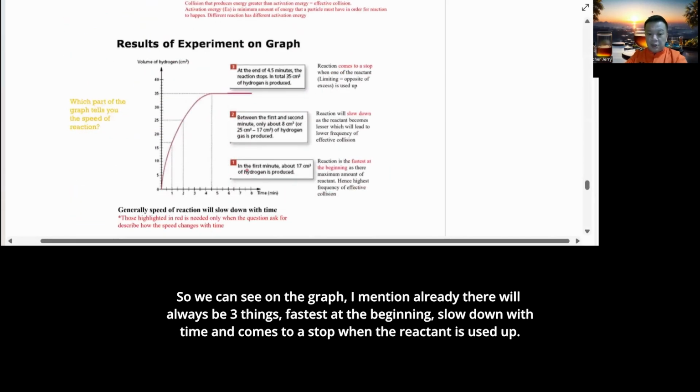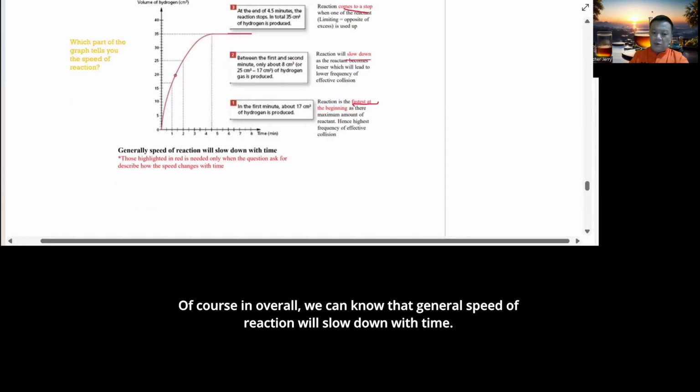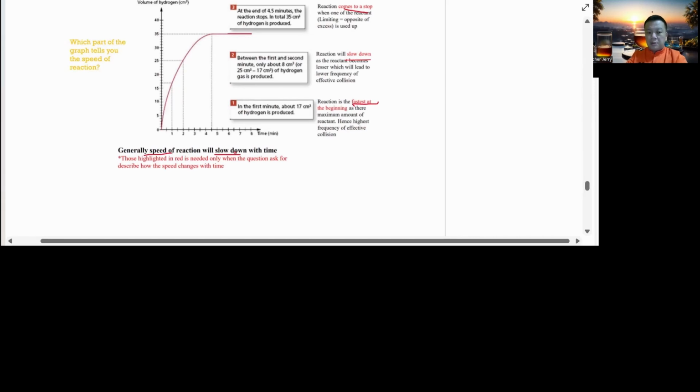So we can see on the graph, I mentioned already, there are always three things, right? Fastest at the beginning, then slow down with time, and then come to a stop when the reactant is used up. Of course, overall, you can know that in general the speed of reaction will slow down with time. So these are the four factors.